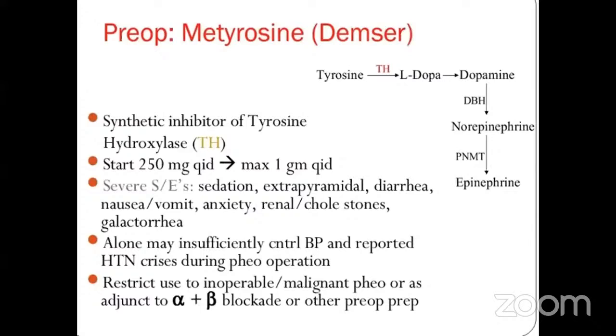Coming to metyrosine, it is a synthetic inhibitor of tyrosine hydroxylase. The dose of metyrosine is 250 mg 4 times per day, maximum up to 1 gram. Its side effects include sedation, extrapyramidal side effects, diarrhea, nausea, vomiting, anxiety, renal colic stones, and galactorrhea. Alone it may insufficiently control BP, and hypertensive crisis has been reported during surgery for pheochromocytoma. So its use is restricted to inoperable or malignant pheochromocytoma, or when alpha plus beta blockade or other pre-op preparations are not possible.